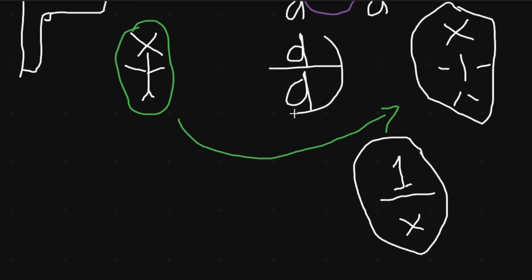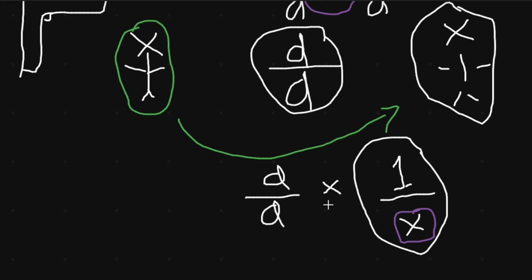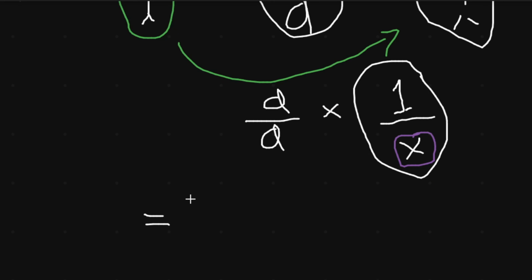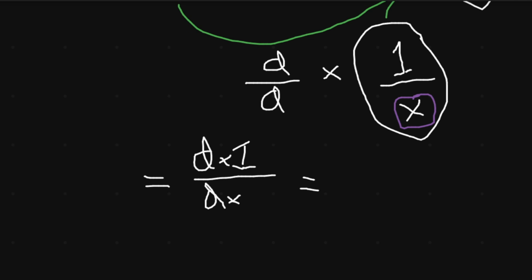Now, as we take a look at these two pieces right here, we obviously need to multiply, as that is what the x's are signaling us to do, just to multiply these two expressions together, d over d multiplied by 1 over x. And from this, we would get that this equals d times 1 over d of x. Now, if we simplify this even more, we would get that the answer is d over d of x. Now, this right here is a derivative.